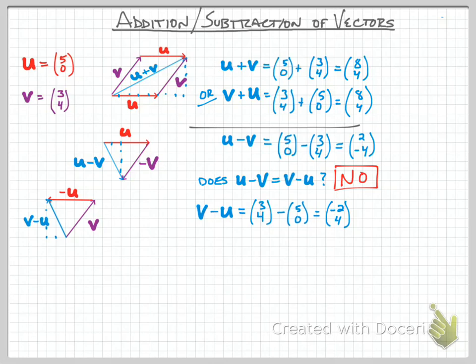So whether you have u plus v or v plus u, you end up getting the same resultant vector. But if you have u minus v or v minus u, you don't get the same vector, but you do get parallel vectors, similar magnitudes of vectors, and so on.